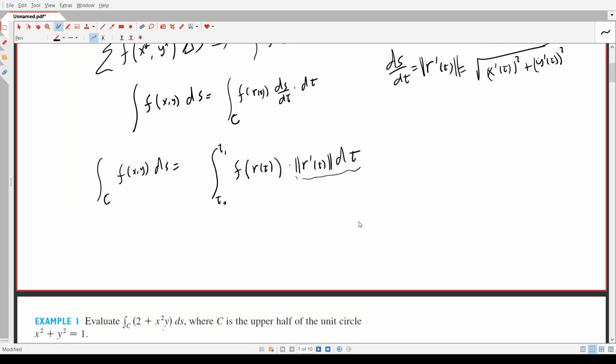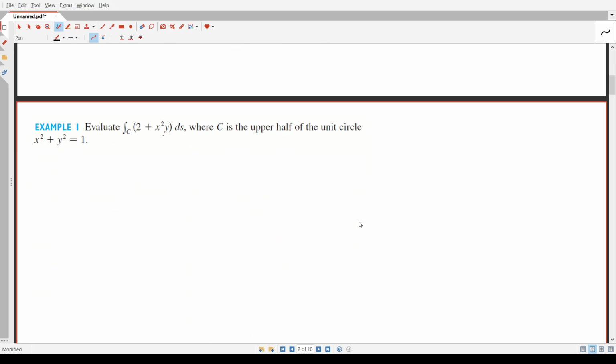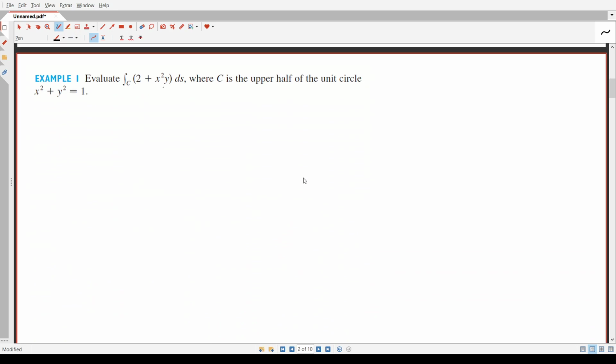Okay, so let's do an example. Evaluate this integral where c is the upper half of the unit circle x squared plus y squared equals 1. So we have this. I need a way to parameterize this curve.